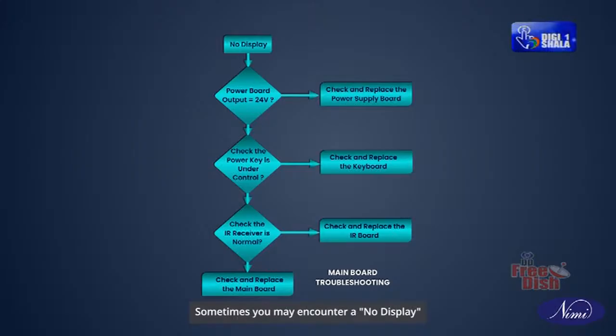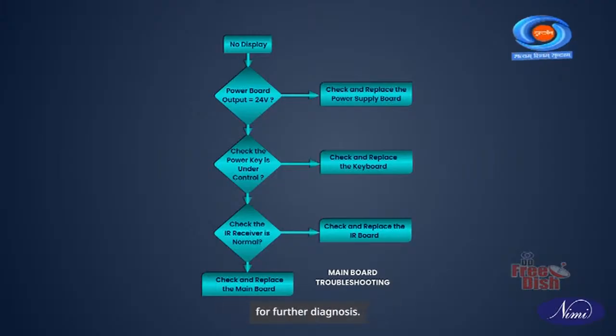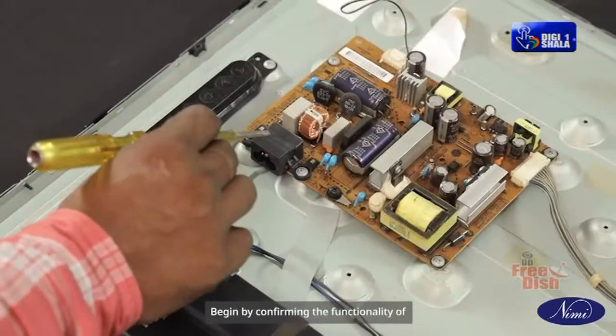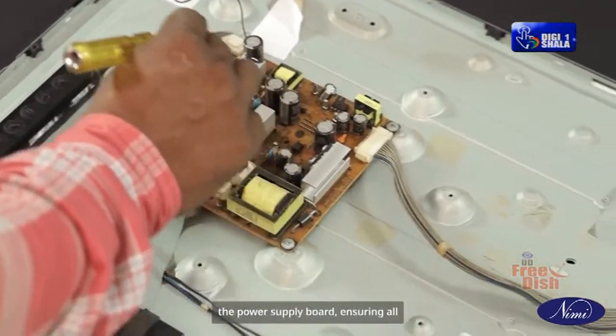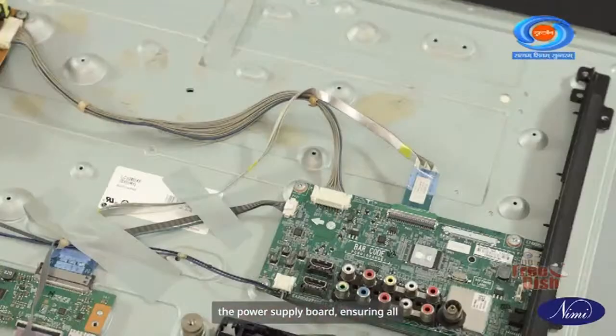Sometimes you may encounter a no display issue despite completing prior troubleshooting steps. In such a case, refer to the provided flowchart as a systematic guide for further diagnosis. Begin by confirming the functionality of the power supply board, ensuring all voltages including the 24 volt.